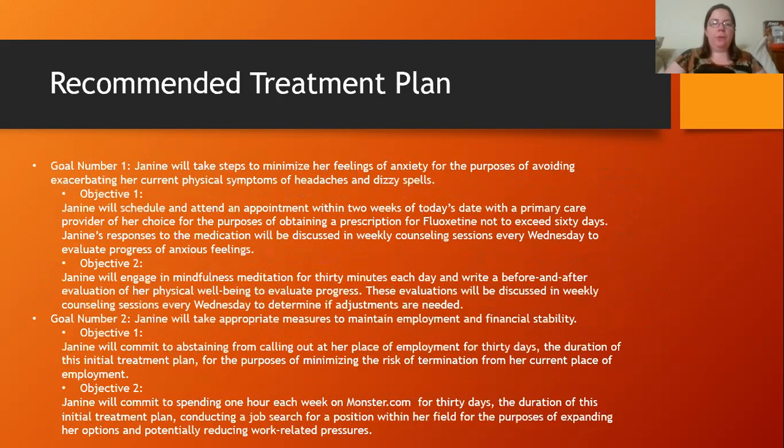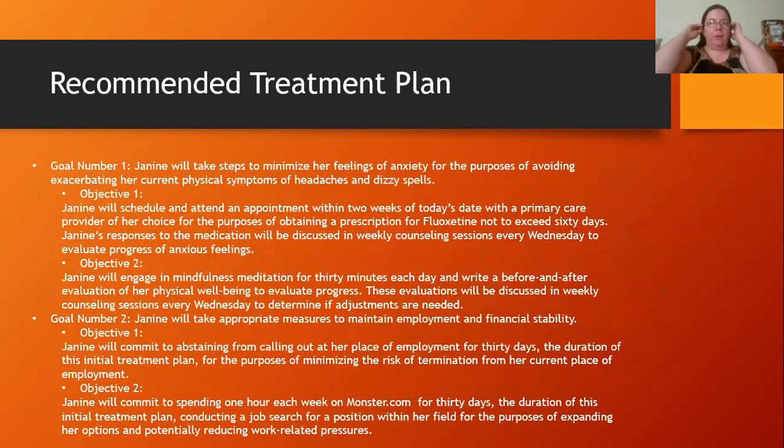So for goal number 2, I wanted to make sure that Janine takes appropriate measures to maintain employment and financial stability. Because putting myself in Janine's shoes, that is going to be super important. She's getting married to her beautiful wife. They might decide to have a kid later down the road. So how do we keep this a consistent thing, and by extension, possibly reduce anxiety or reduce the possibility of adding to Janine's plate and thus exacerbating the somatic symptoms?